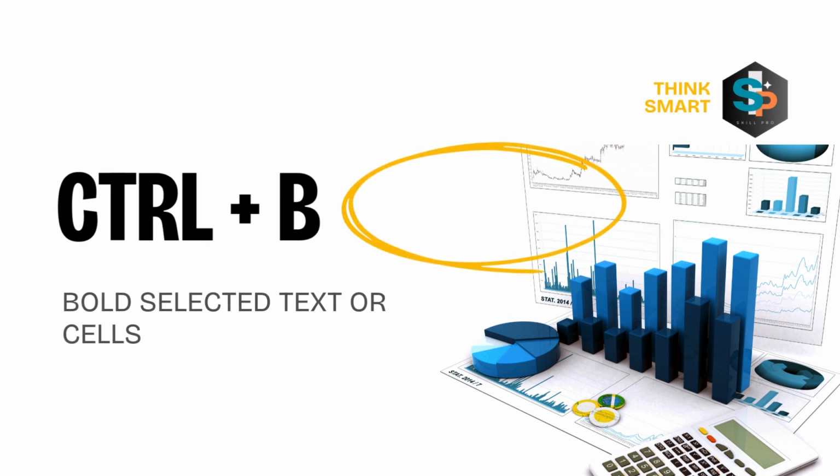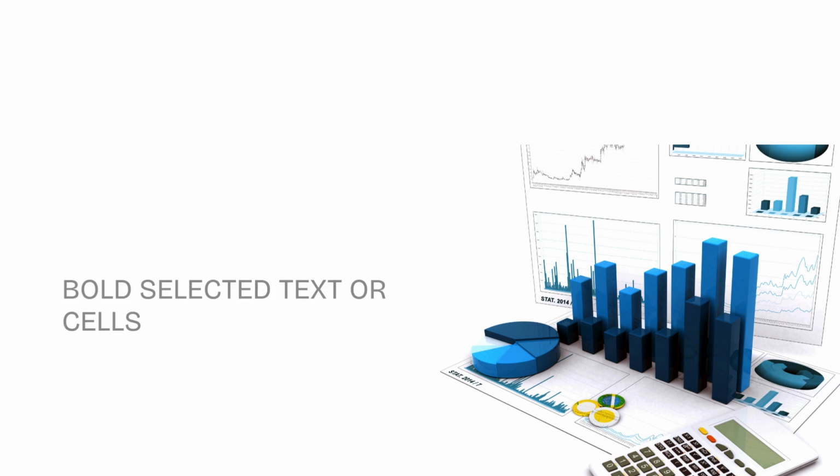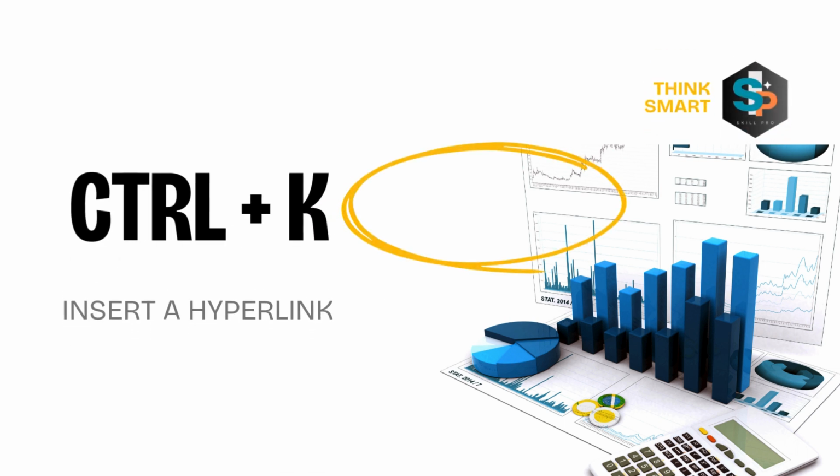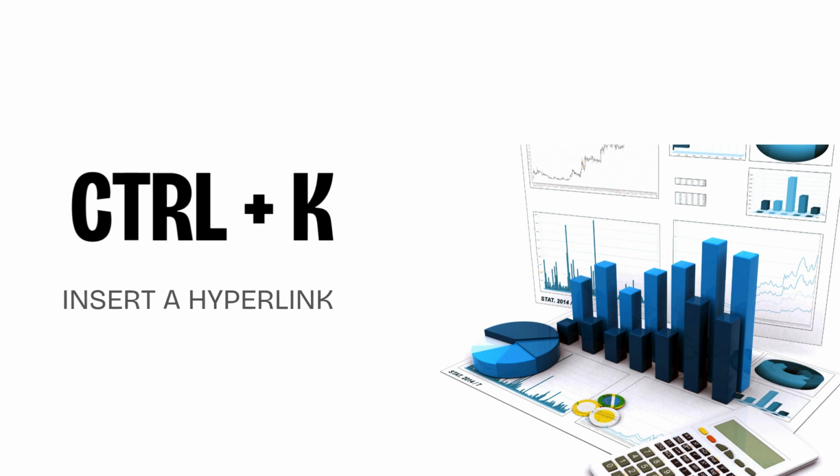Ctrl-B to bold selected text or cells. Ctrl-U to underline selected text or cells. Ctrl-I to italicize selected text or cells. Ctrl-K to insert a hyperlink.